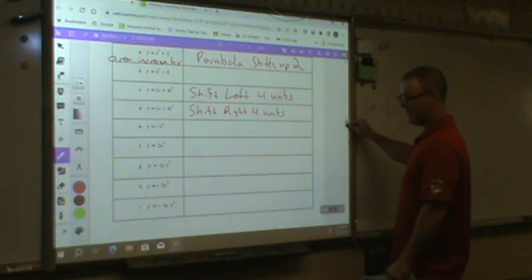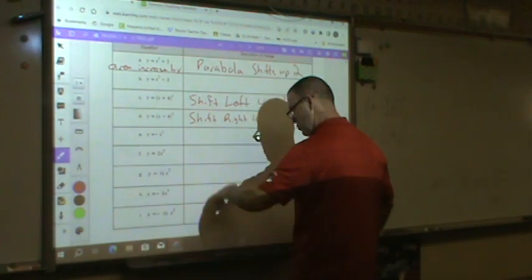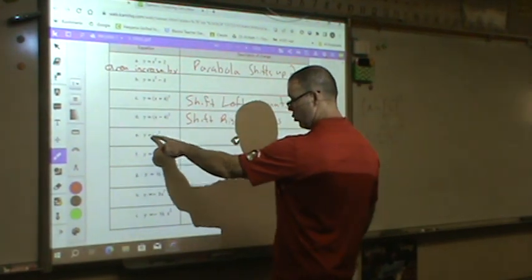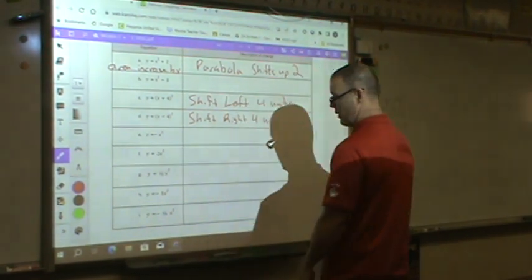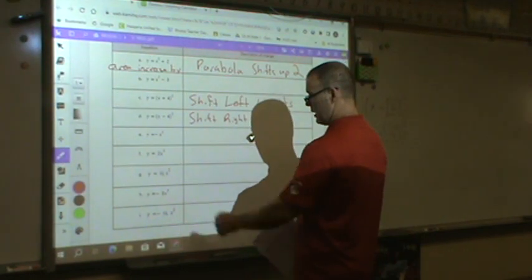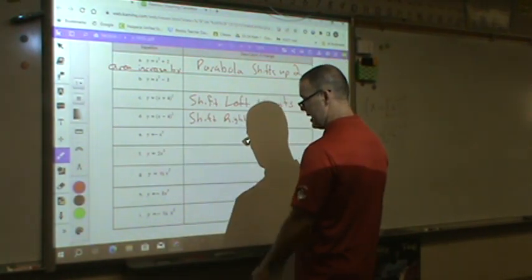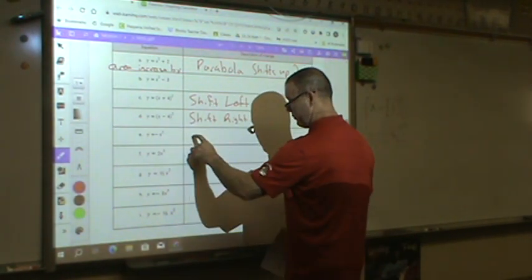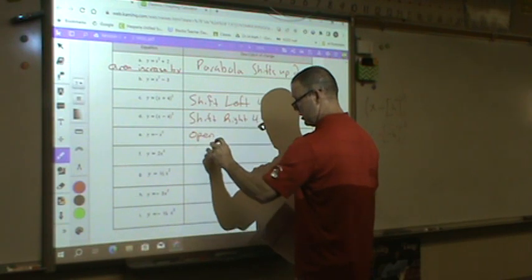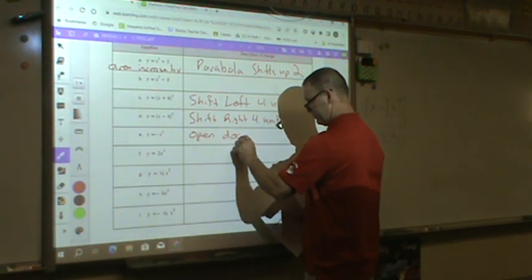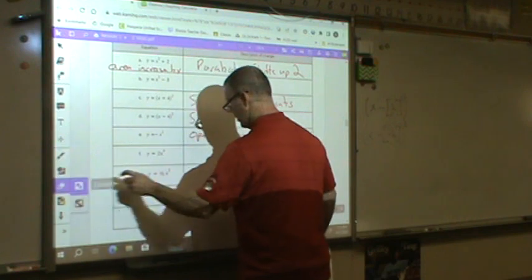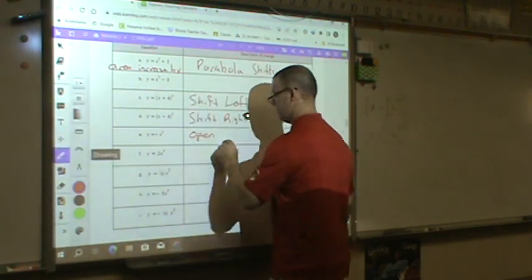A couple of the quick notables, real quick. I got a couple more minutes. E, I'm going to talk about this. Make sure you get this filled in if you're watching the video. What does the minus x squared do you think? Okay, well that A value out there is negative. This is going to reflect over the x-axis, so your parabola is going to open down. Down, it opens down.